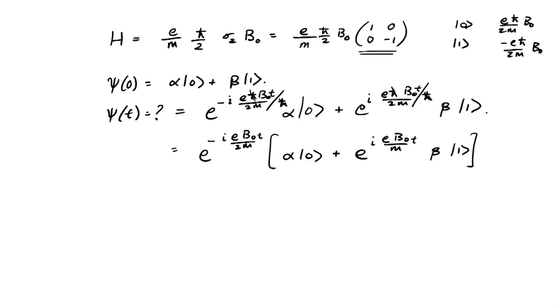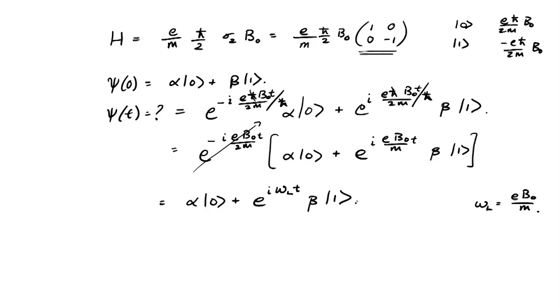Okay. All right, so now remember we said omega Larmor is E B naught over m. This is an overall phase, we can just ignore that, and so we just get alpha |0> plus e to the i omega sub L t beta |1>. Okay, so that's what the state of the qubit, a spin, looks like at time t.